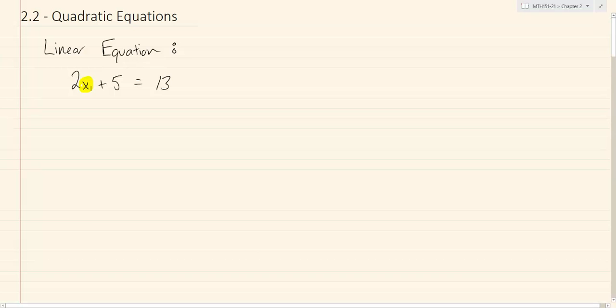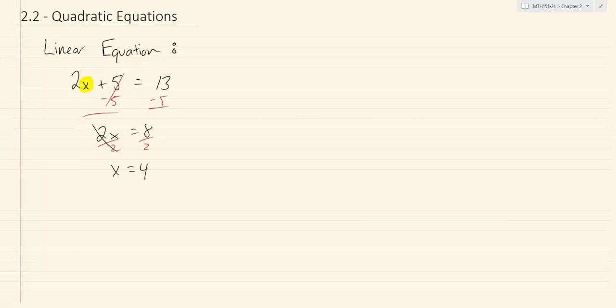You wanted to pick things off, make some moves so that you got the equation to say x equals something, right? So you'd start out by saying minus 5 from both sides. A lot of you would probably just do this in your head. So you get 2x equals 8. Then your next move would be divide by 2, and these 2's cancel. You get x equals 4, and you were done, right? So the idea was isolate the variable.